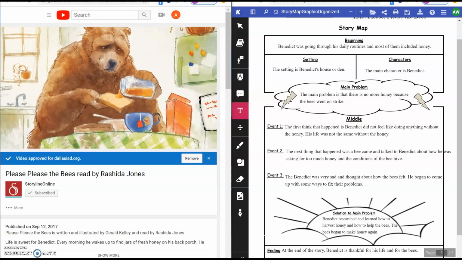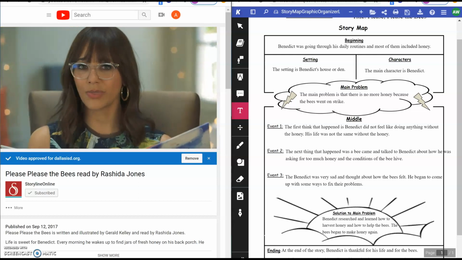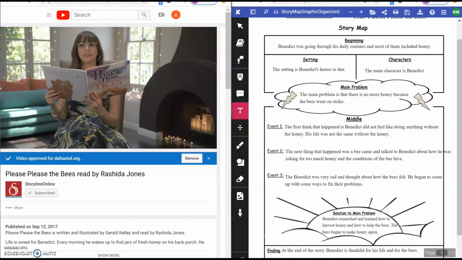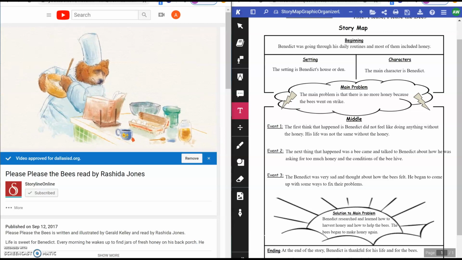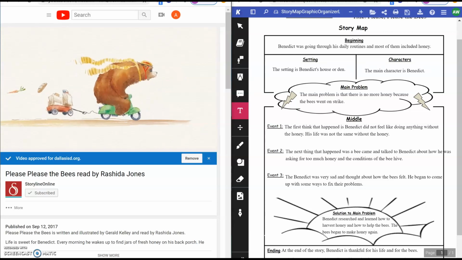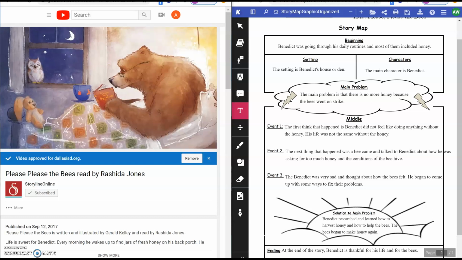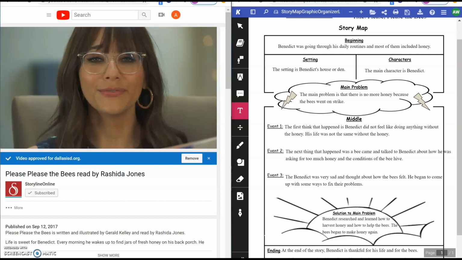Benedict ate the same breakfast he'd eaten since he was just a fuzzy cub, toast with honey and tea with extra honey. Next came his daily routine, practicing, perfecting his honey cake recipe, knitting, and running errands. At night, he'd read, then have one last cup of honey tea before bed. Life was sweet.